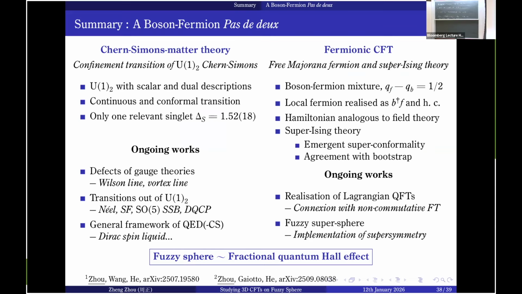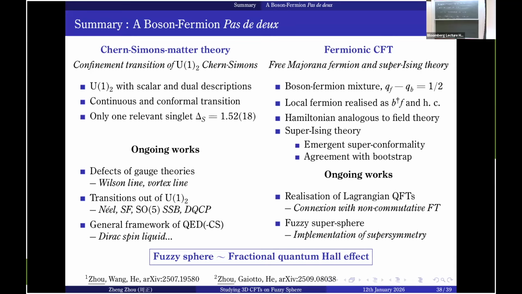In the future, we want to study the defects of the gauge theories, and other various Chern-Simons-Matter theories. We have also studied the first fermionic CFTs, the free Majorana fermion and the super-Ising theory, on a setup with a boson-fermion mixture, and we realized the local fermions as boson-fermion bilinears. And we have established a correspondence between the fuzzy sphere model and the Lagrangian. And for the super-Ising theory, we have observed an emergent super-conformal symmetry and agreement with bootstrap.